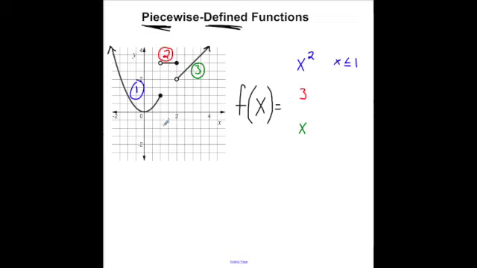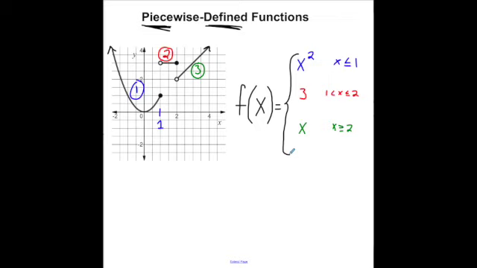Okay, you can see here, if I look up and down, this is 1 on the x-axis. So as long as x is less than or equal to 1, we're going to be using the rule x squared. When x is greater than 1 but less than or equal to 2, we're going to use the graph of 3. And finally, when x is greater than or equal to 2, we're going to use the rule x. Okay? So this is an example of a piecewise defined function right here.